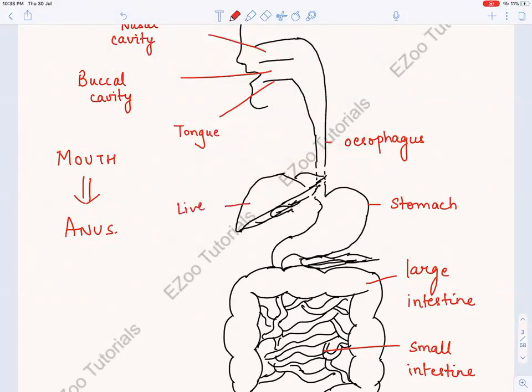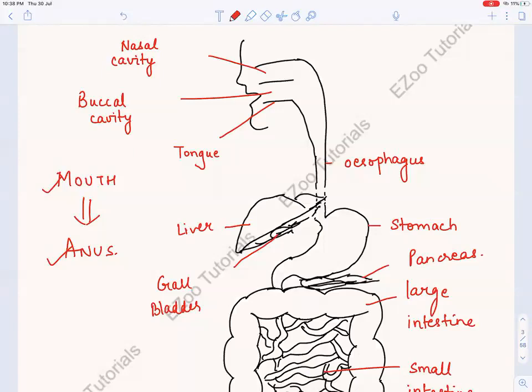Liver, gallbladder, and pancreas. So beta, you know now that the digestive system starts from the mouth and ends at the anus. So these are all the structures. That's why I drew it.